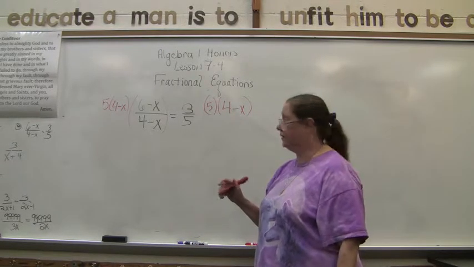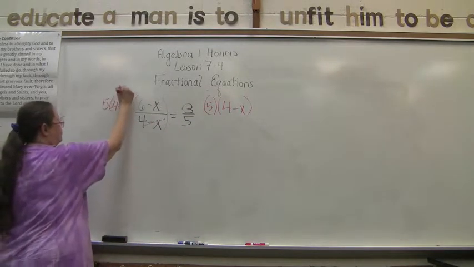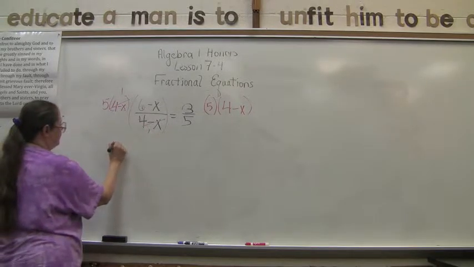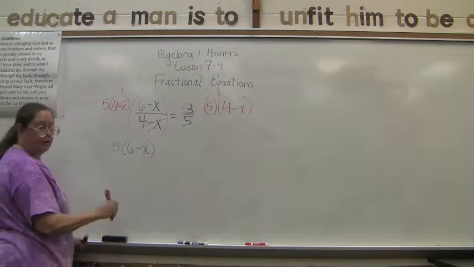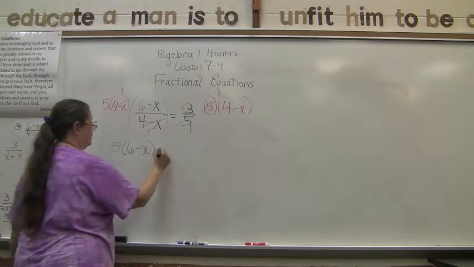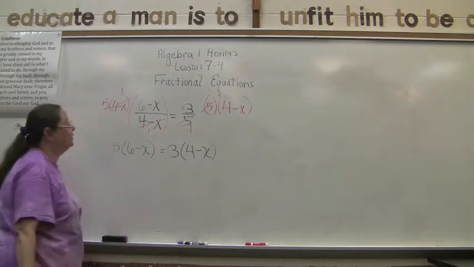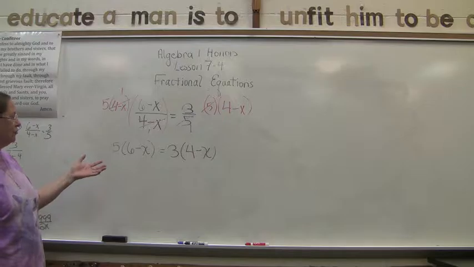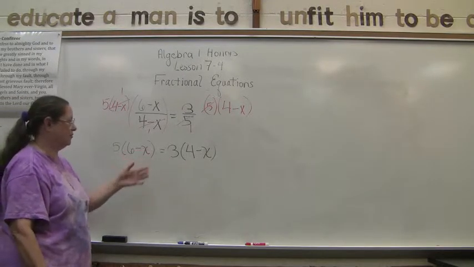And we're going to do some canceling. 4 minus x goes into that once and into that once, so those cancel. And I'm left with just 5 times 6 minus x here. And over here, the 5s cancel. And I'm left with just 3 times 4 minus x. Now, hopefully you're smart enough to see that if I had just solved this by cross-multiplying, I would get this right here. I would have eliminated a step. But another way to solve it.